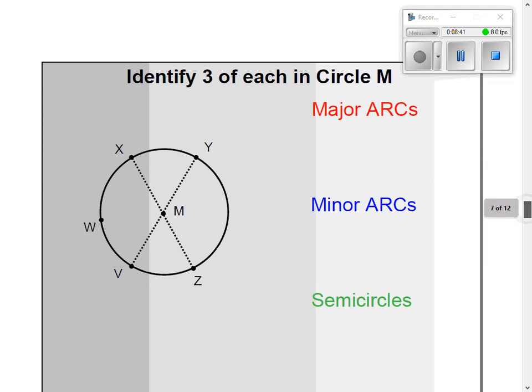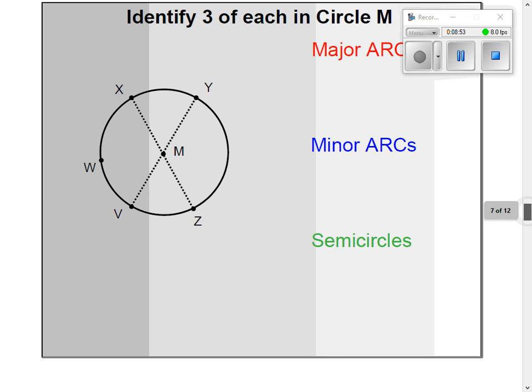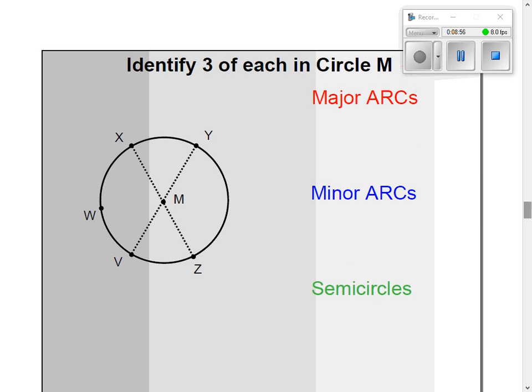Okay. I want you to identify 3 of each. I think you can only do 2 semicircles here, so let's change that to 2 for the semicircles. Work with a neighbor. Take a couple minutes. Find 3 major arcs, 3 minor arcs, and 2 semicircles. Let's go.